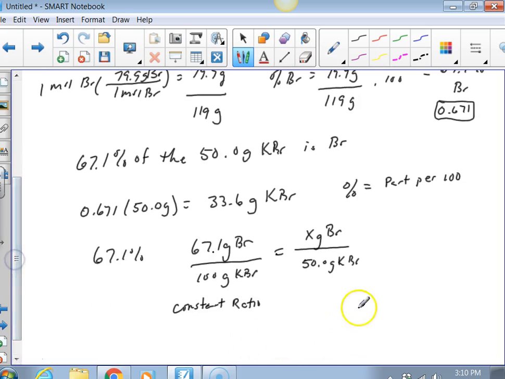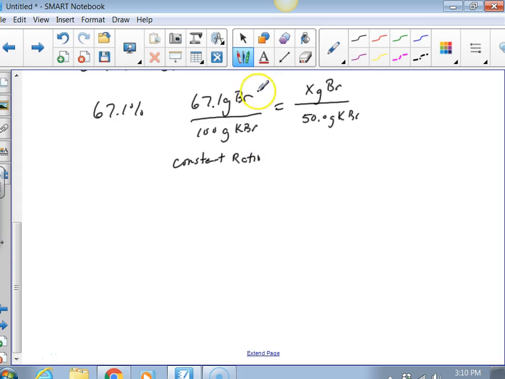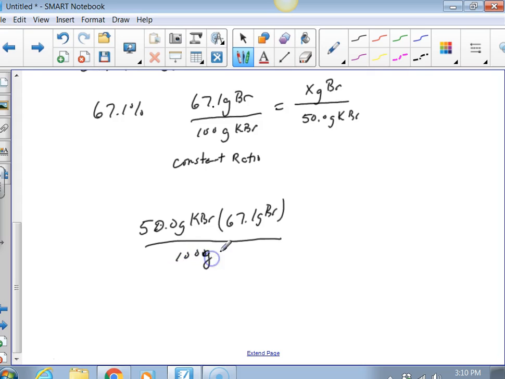So then we solve, just by cross multiplying. So we would have 50.0 grams KBr times 67.1 grams bromine divided by 100 grams KBr. This is just from cross multiplying, and then dividing is X grams of bromine.